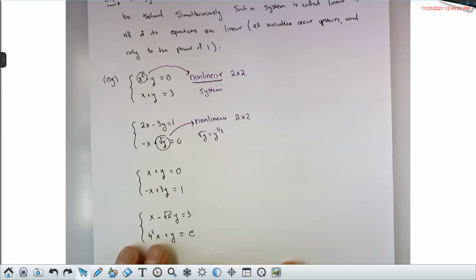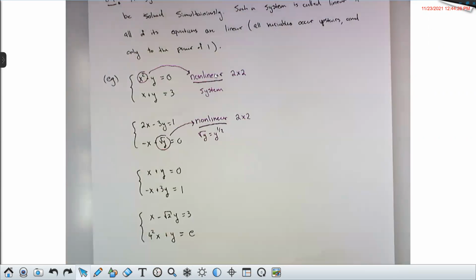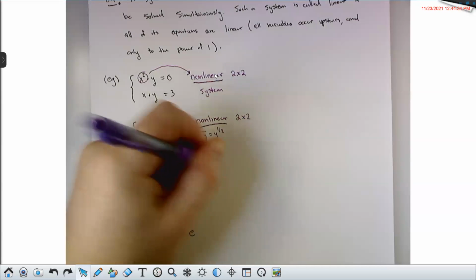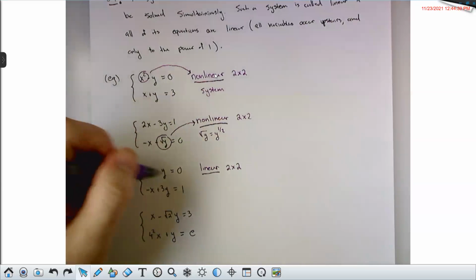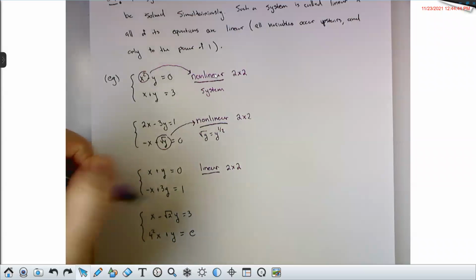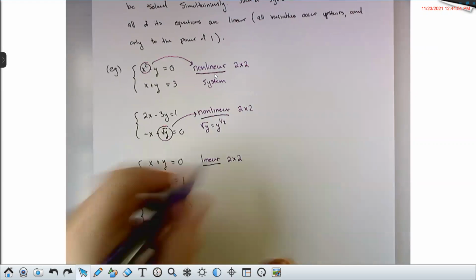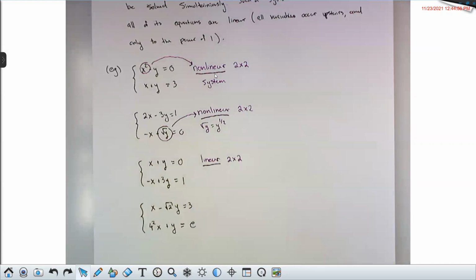All right, what about the third system? It is linear. Yeah, this one is linear, and it is a 2x2. It's linear because every time a variable shows up, it's raised only to the power of 1. It's never in the denominator, it's never under a radical, it's never in an exponent. What about the fourth system, sorry? What about this last one?